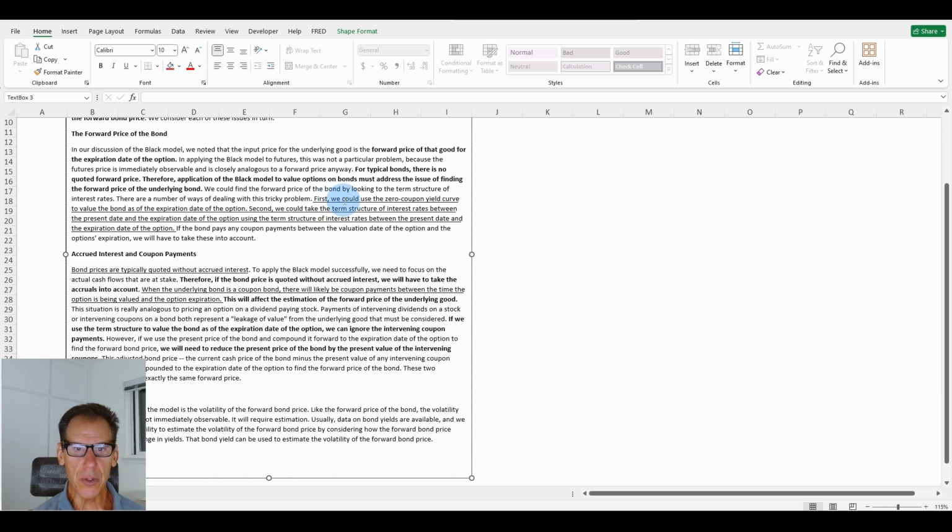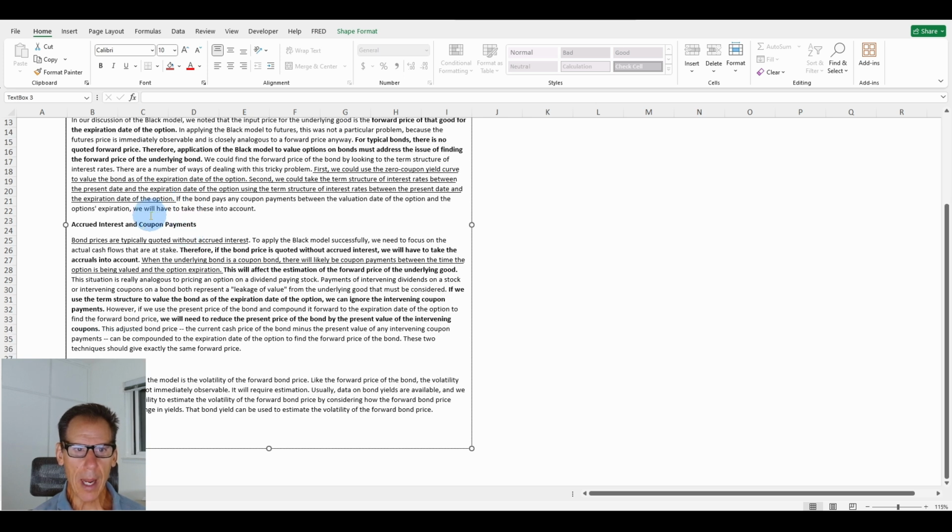First, we could use the zero coupon yield curve to value the bond as of the expiration date of the option. Second, we could take the term structure of interest rates between the present date and the expiration date of the option. If the bond pays any coupon payments between the valuation date of the option and the option's expiration, we'll have to take this into account.